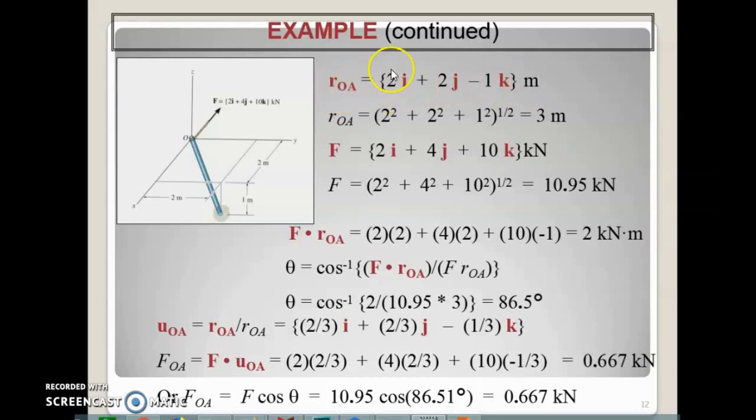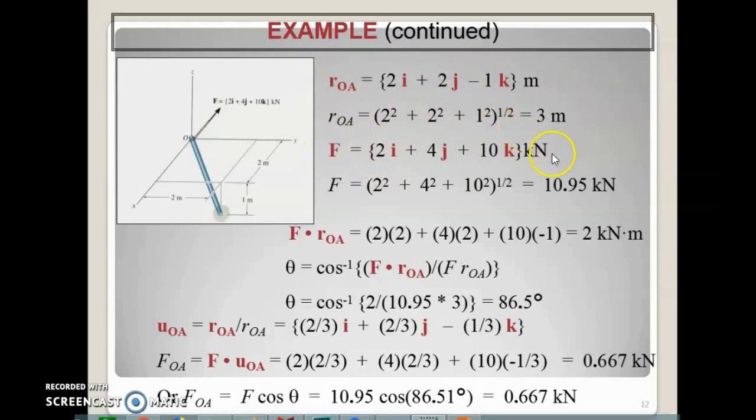If you want to get the magnitude of this Cartesian vector, you need to square and then square root. So you will get the distance between O and A is 3 meter. Like I said, you have two Cartesian vectors: the ROA Cartesian vector, and the force Cartesian vector, which is given in this question. So your Cartesian vector for F is 2i plus 4j plus 10k. This is your Cartesian vector for force, and this is your Cartesian vector for distance.